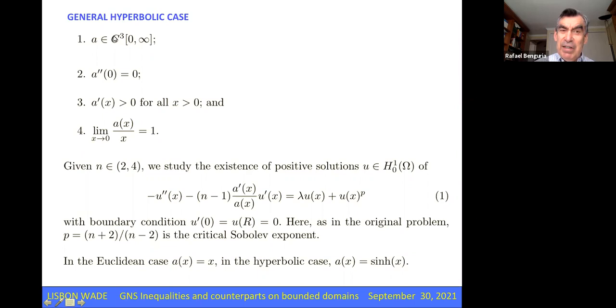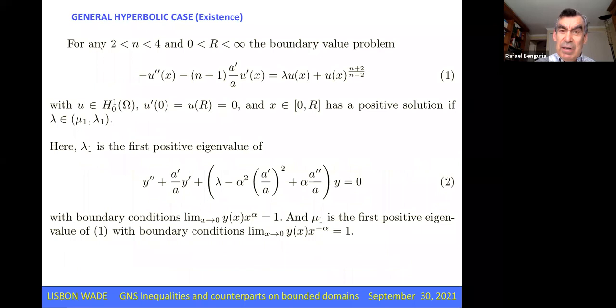In the case of the sphere, it's also satisfied, as long as you are in the hemisphere. If you are beyond the hemisphere, these things don't hold. And in the hyperbolic case, they hold in general. And so now you can try to generalize the case of the Brezis-Nirenberg problem and try to see what is the range of values of lambda for which you have a positive solution to this problem.